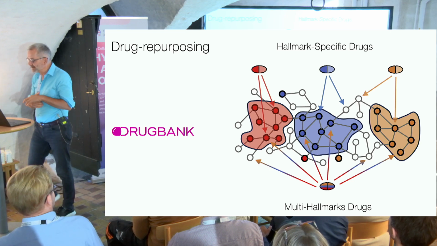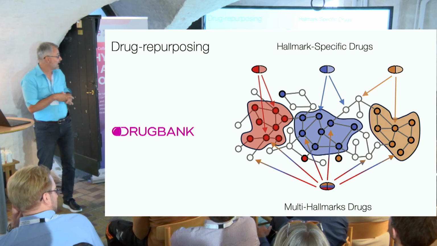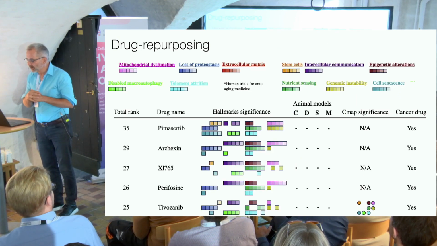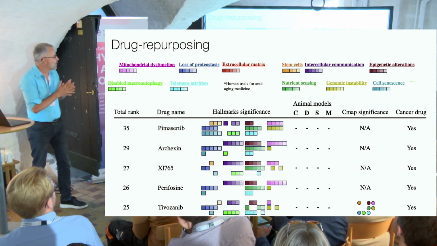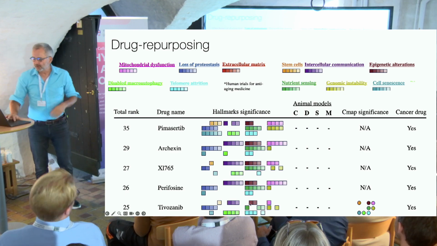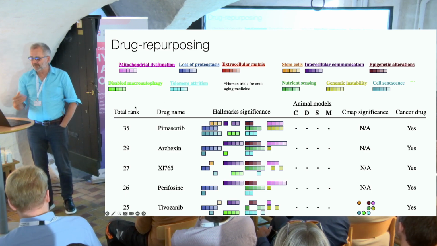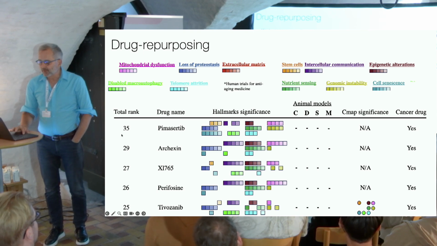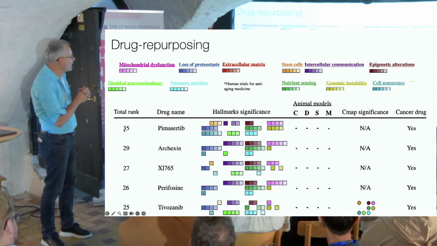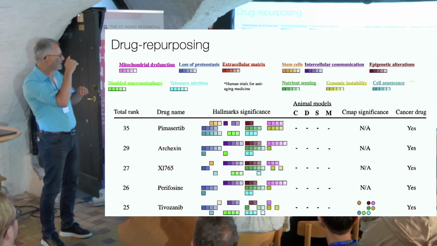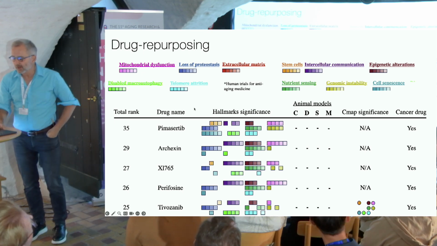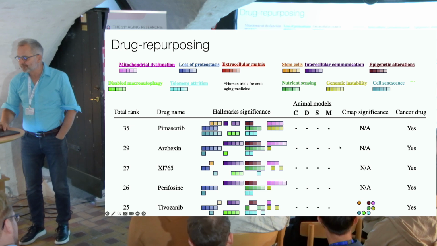And of course, we did end up applying this particular pipeline to the whole aging field, to the aging modules. This is just to show you what the results look like and where we are with the process. Here I'm showing you one drug, the top 5 in this case. This one has rank 35, meaning that it affects 35 sub-hallmarks. At different levels of confidence, the colors, the hallmark significance, tell you which hallmarks are hit by it.